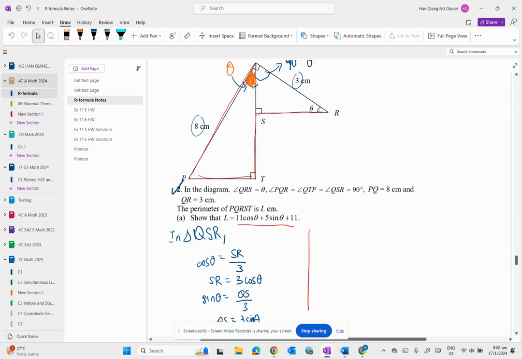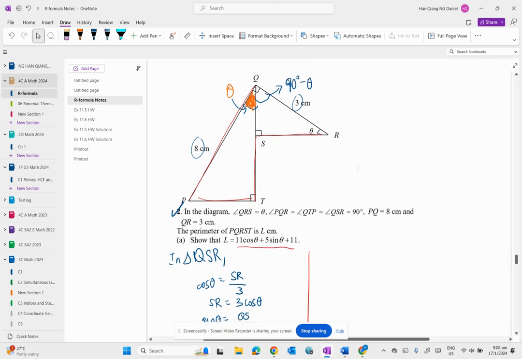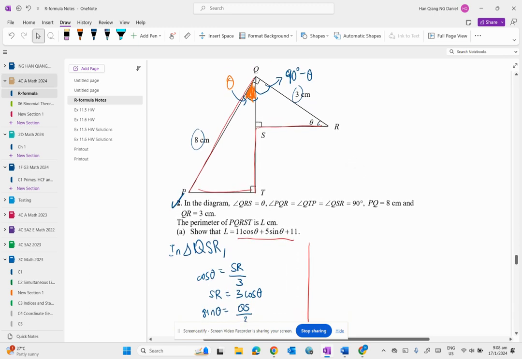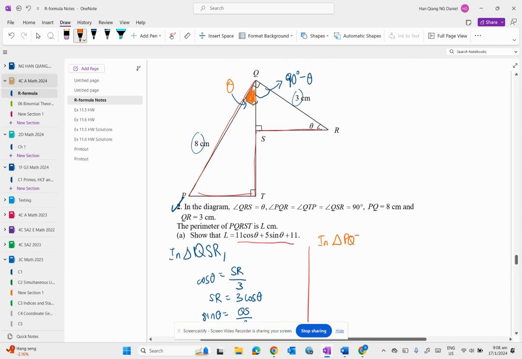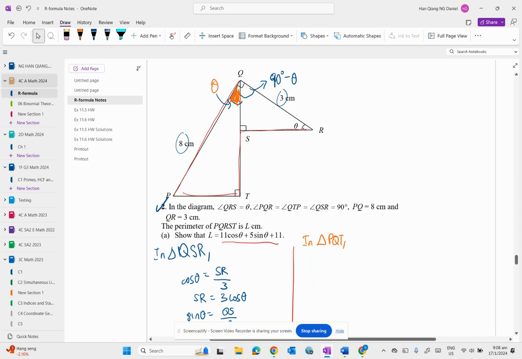If this is theta, and I have 8 here, I will need to find my QT and PT. Then slowly you'll get there. So now I'm in another triangle, triangle PQT. So I'm going to focus. I write very neatly and clearly, so when I do the working, if I make a mistake, I can go back to it and correct it.